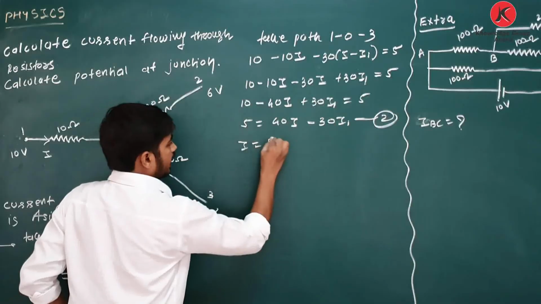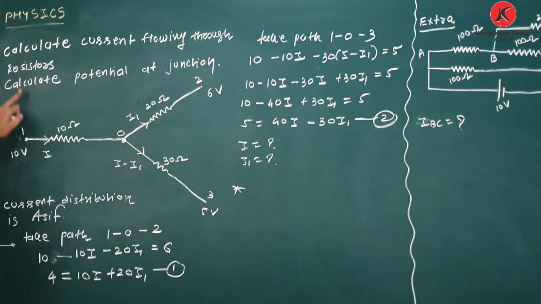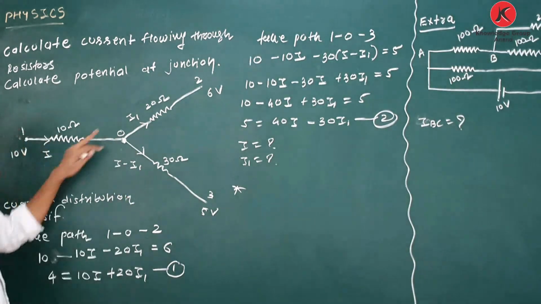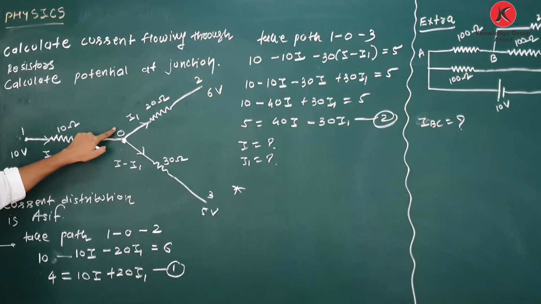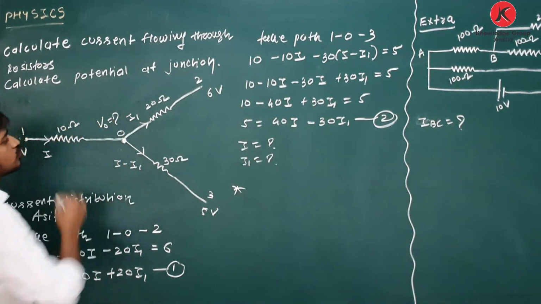Second question. Yes, I and I1 you have to find. The second question is to calculate the potential at the junction. Where is the junction? Yes, it is the only junction. Point O is the junction. You have to find the potential at this point. Okay, V0 is equal to what?